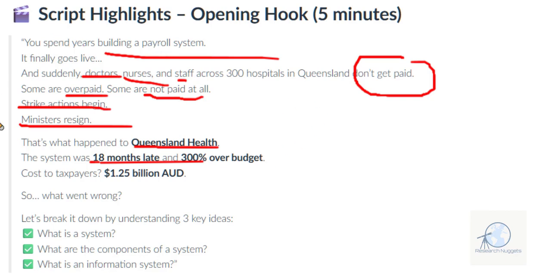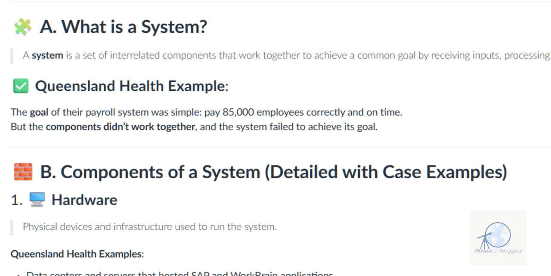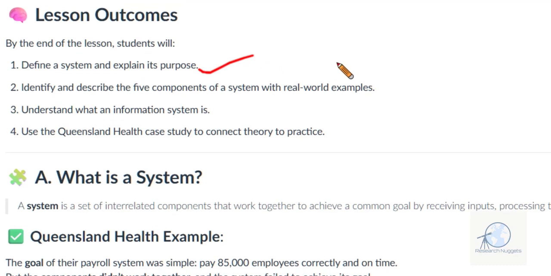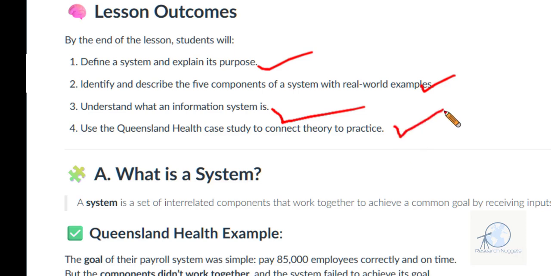And the reason as to why we have given all these is for us to understand three critical things. What is a system? When we talk of the Queensland payroll system, what do we mean by that? When you talk of the components of a system, what constitutes a component of a system, and what is an information system? So we intend to define a system and explain its purpose, the 5 components that make up a system, what an information system is, and then we use that particular case study to help connect theory to practice.